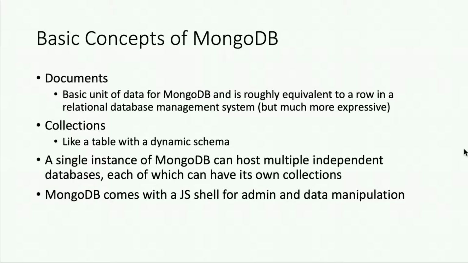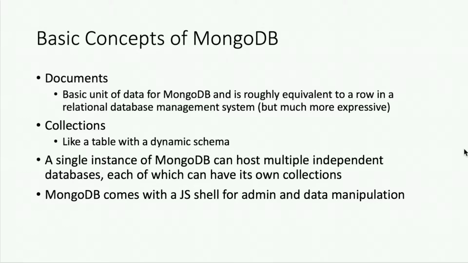So the basic concepts of MongoDB. Now I mentioned a couple of these things. The document is the basic unit of data for MongoDB and is roughly equivalent to a row in a relational database management system, but it's much more expressive, as you've seen. A collection is like a table with a dynamic schema. A single instance of MongoDB can host multiple independent databases, each of which has its own collections. This isn't really big news because MySQL can do that, but if you're using Postgres, you get one option.